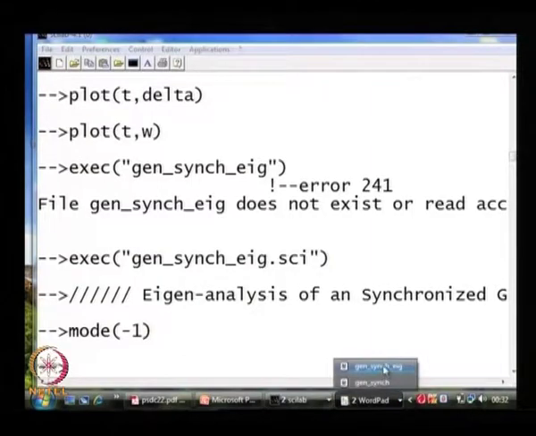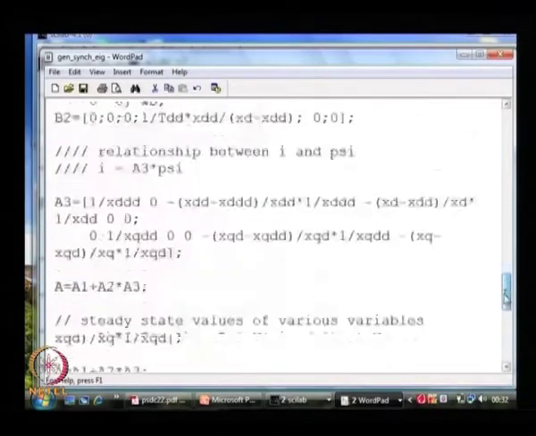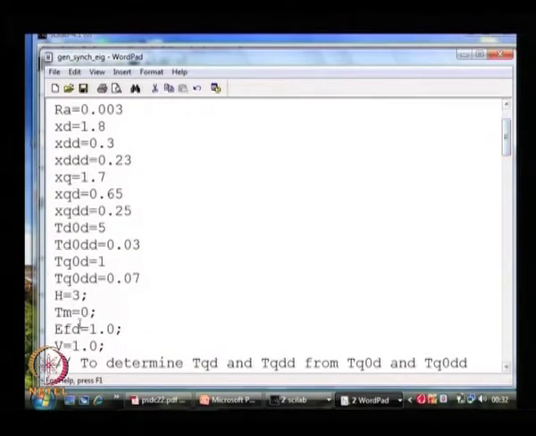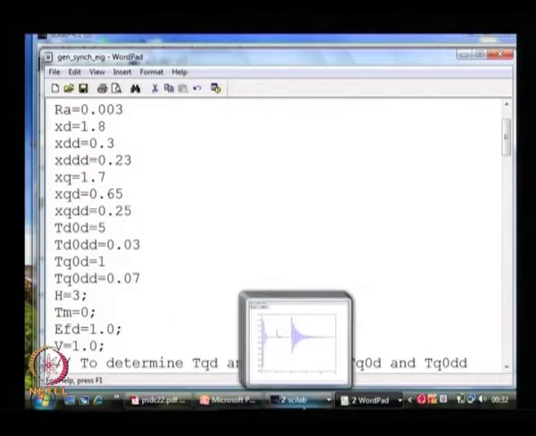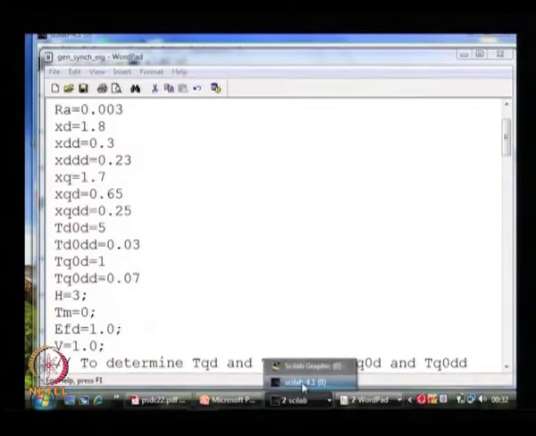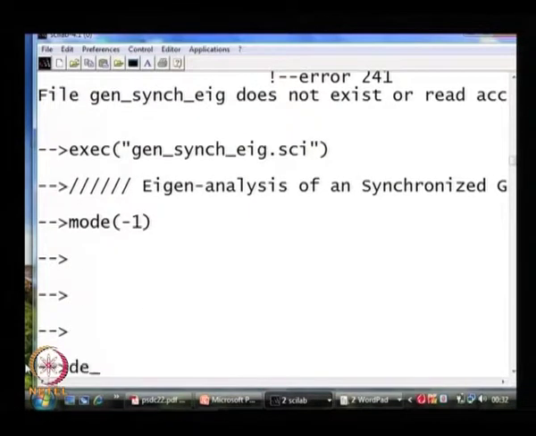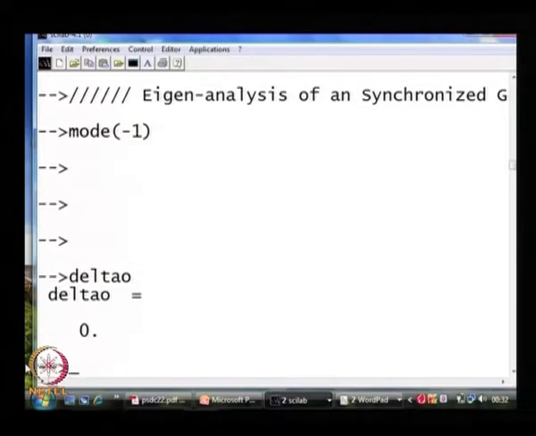Remember that we are doing the eigen analysis of a system around Tm equal to 0 and EFD equal to 1. So, one thing we will do: what is the equilibrium value of delta 0? The answer is 0. Of course, if mechanical power is 0, Tm is equal to 0, you can directly infer from the steady state torque equation that delta 0 is equal to 0.